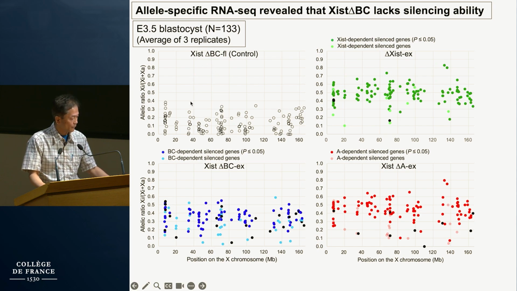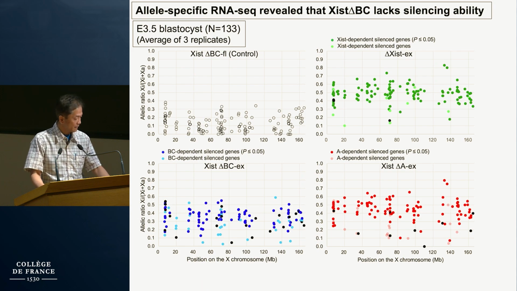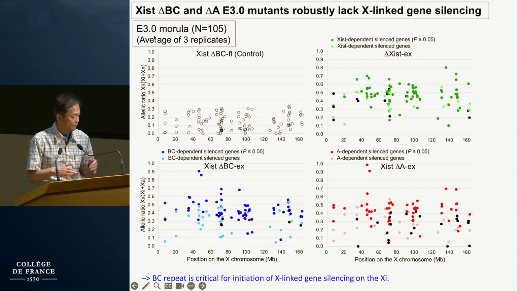So here is the control. So many genes are ongoing silencing here, but it's completely lacking in this Xist null mutant, and that's also the case for this BC repeat mutant and A repeat mutant. Many genes are still not properly silenced here. So this is E3.5 blastocyst. And I also looked at the half-day earlier, E3.0 stage, and the results are the same. BC repeat mutant lacked silencing here.